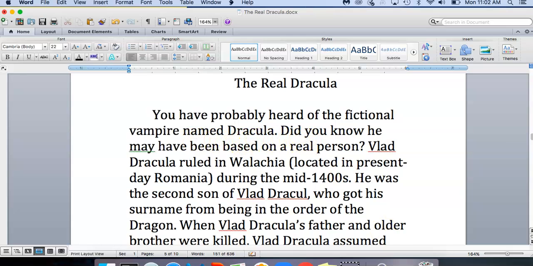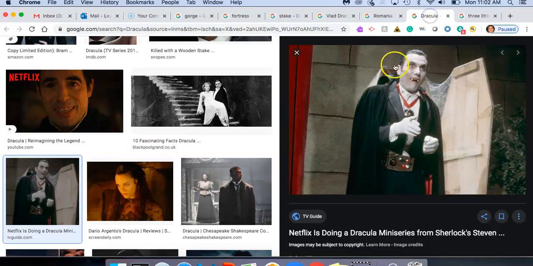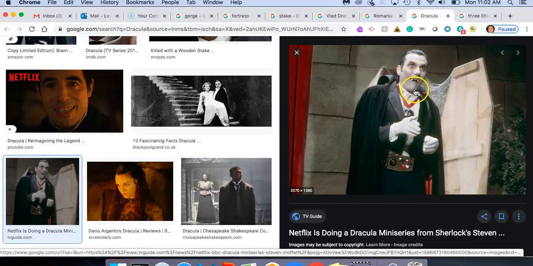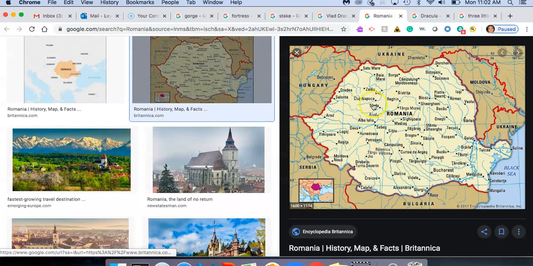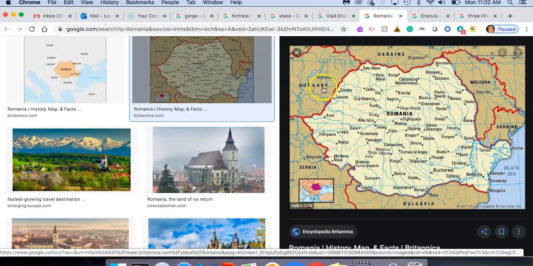Before we start, let's look at some pictures. Dracula, with fangs. You see people wear this during Halloween. Romania is a part of Europe. We will read that in the story. It's near Hungary, Ukraine, Moldova, and Bulgaria. So this is Romania. It's near the water, near the Black Sea.